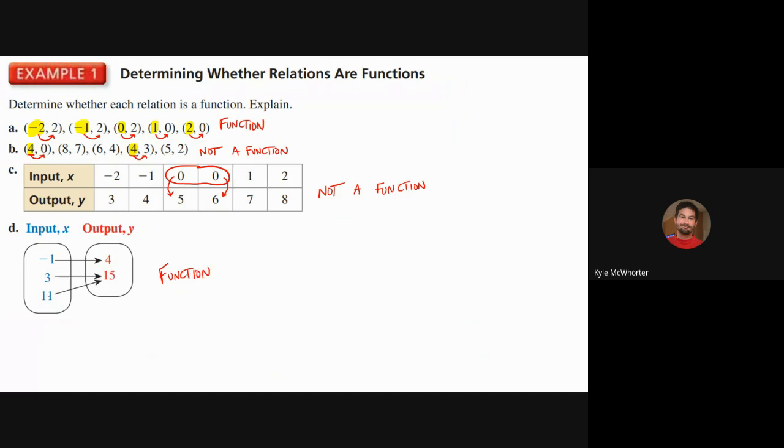It's okay that two different inputs go to the same output. That's okay. We had that up here too. We had -2 and -1 and 0 all paired with the output 2. We had 1 and 2, those inputs were both paired with the output 0. That's okay. You're just not allowed to have one x value, one input, being paired to two different outputs.